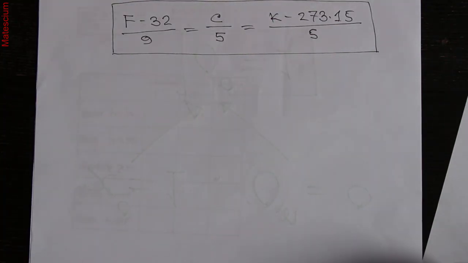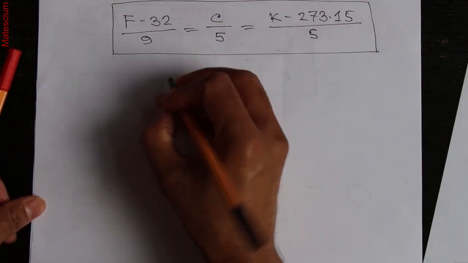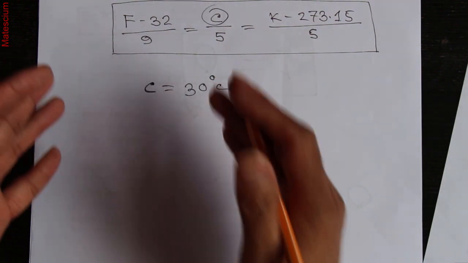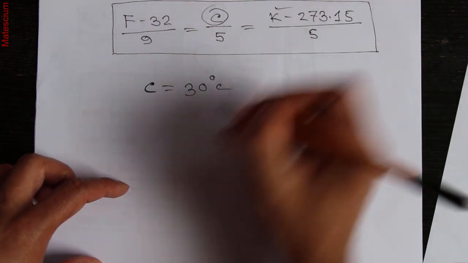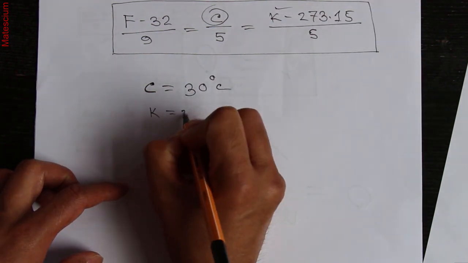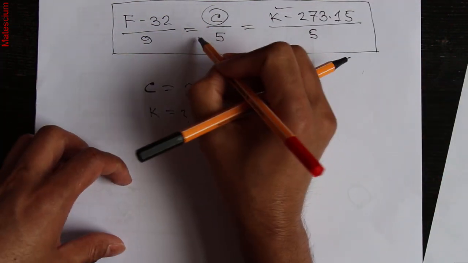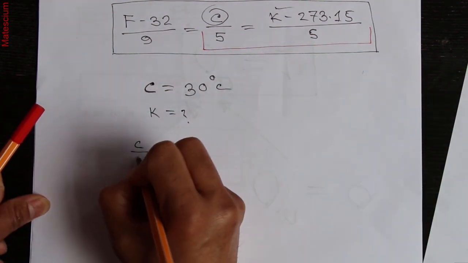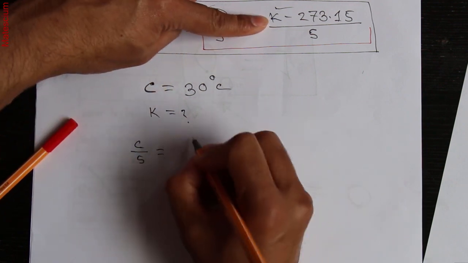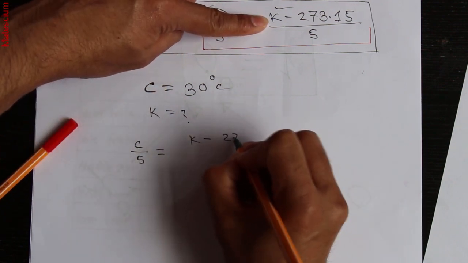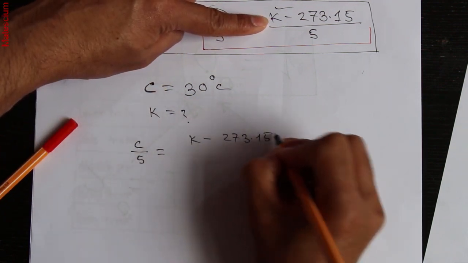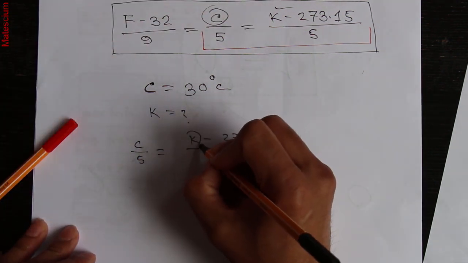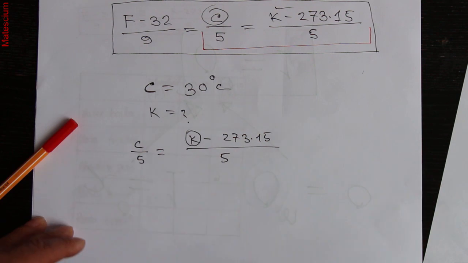Well, let's practice another example. Let's say C is 30 degrees Celsius. We have to convert it into Kelvin. How much is it in Kelvin? This is the question. So in this case, we have to consider this part of the formula: C over 5 equals (K minus 273.15) over 5. We have to find out this K, that means Kelvin.